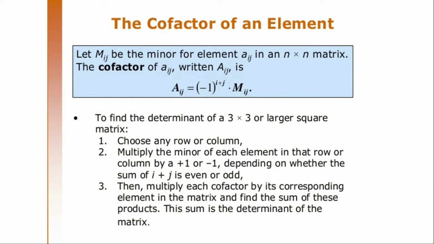To find the determinant of a 3 into 3 or larger square matrix, first, choose any row or column. Second, multiply the minor of each element in that row or column by plus 1 or minus 1, depending on whether the sum of i plus j is even or odd. Okay. Then multiply each cofactor by its corresponding element in the matrix and find the sum of these products.